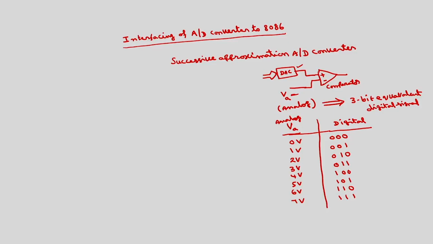Okay. So the algorithm will be something like this. First I will start with whatever the analog voltage. I will start with 1 0 0. The MSB bit I will make as 1. And this 1 0 0 will be converted into an analog signal, which is 4 volts, using the DAC. Now we will compare with VA. Okay. So if this 4 volts is greater than VA, there are two conditions that arise here.